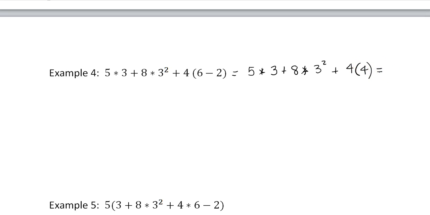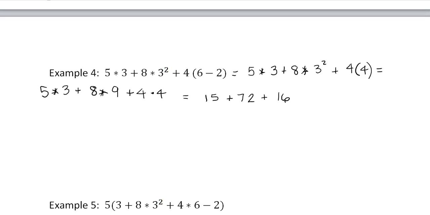So now I've gone as far as I can go with this piece. So now I'm going to go back and pick up my exponent. So I've got 5 times 3 plus 8 times 9 plus 4 times 4, which means now I can go ahead and do my multiplication. I've got 15 plus 72 plus 16.